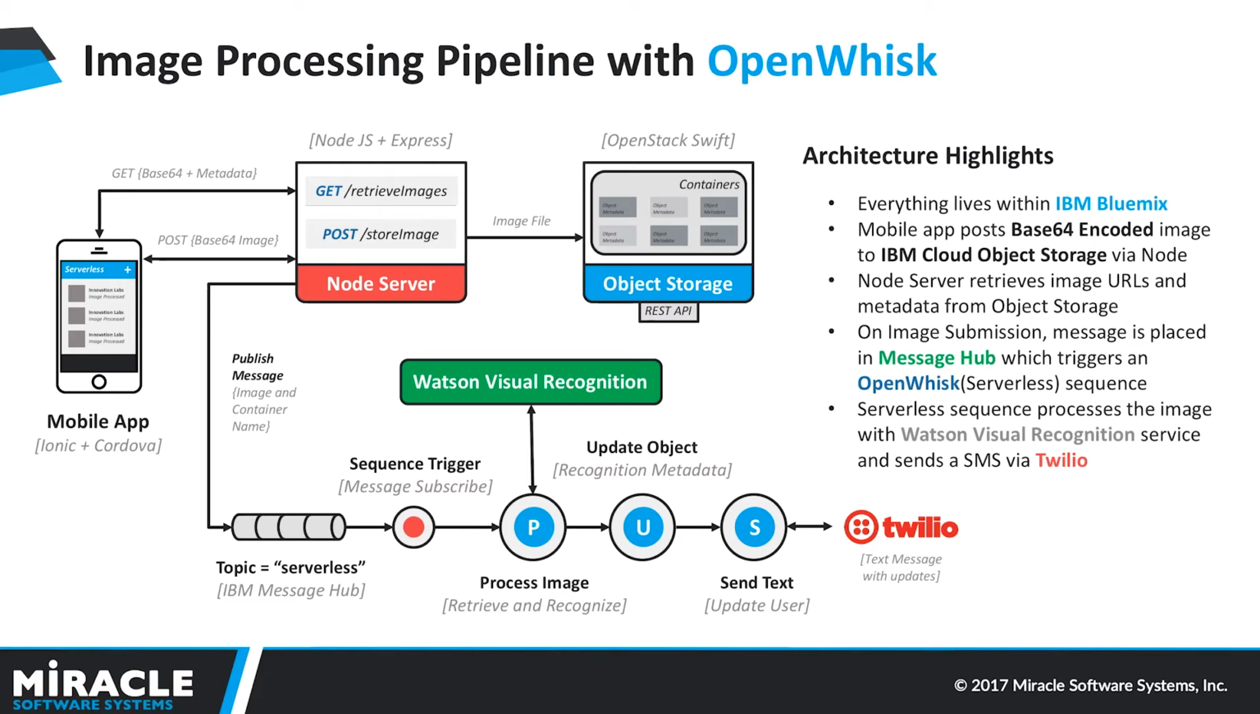The OpenWhisk sequence essentially takes the name of the image and the name of the container, pulls the image from object storage, processes it, compresses it, gives it to Watson Visual Recognition in the format that it requires, brings back the visual recognition results, filters those results, and updates the relevant results into the object's metadata in object storage. Once all this is done, we also wanted a notification mechanism. So we used Twilio to send a message to the user so that they know the image was processed.